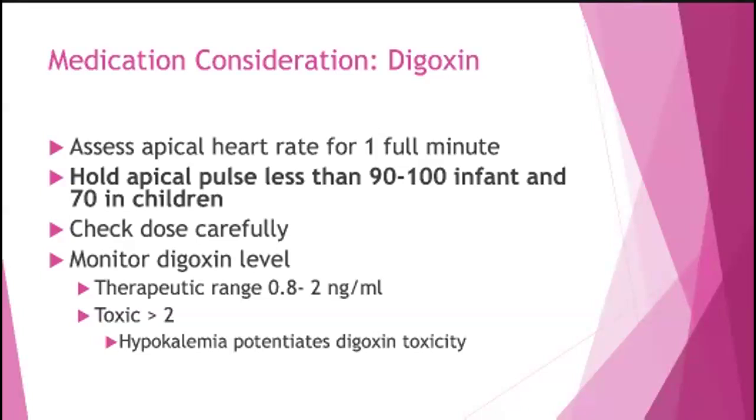We need to watch for hypokalemia, low potassium, because hypokalemia makes digoxin toxicity more likely and more severe. If a child is on diuretics, it's a high risk and we need to monitor them closely. So your key points, you need to be extremely careful with digoxin because it has a narrow therapeutic range. We need to check the heart rate, we need to verify the dose, and we need to monitor for early signs of toxicity. And this is all essential to keep our kids safe.